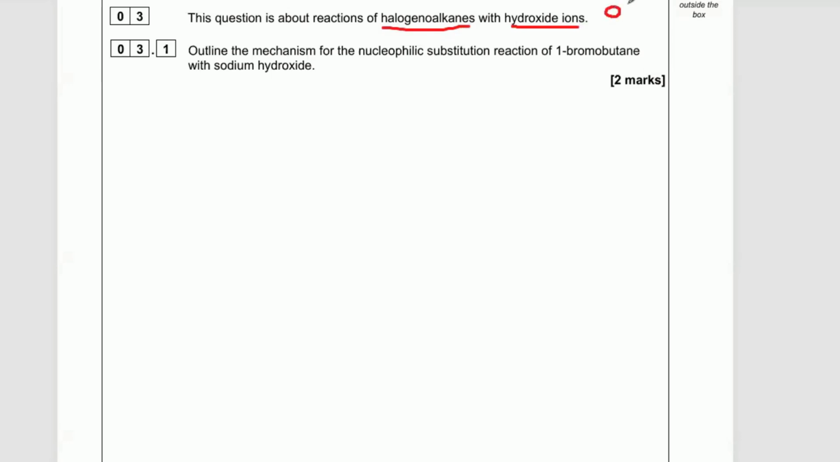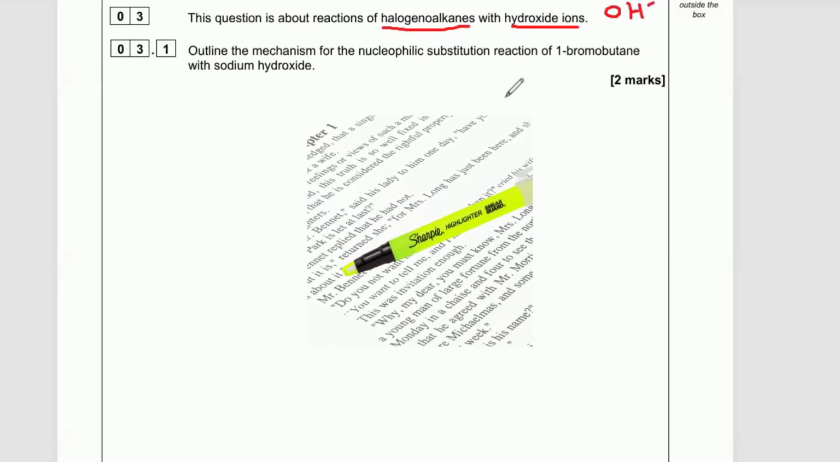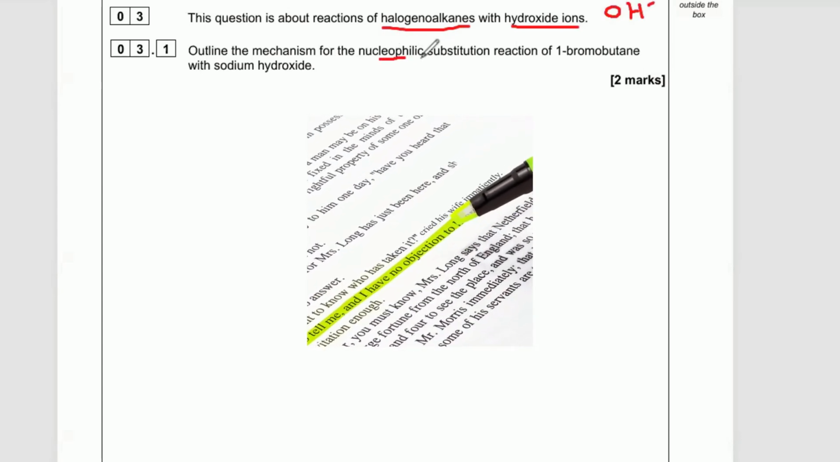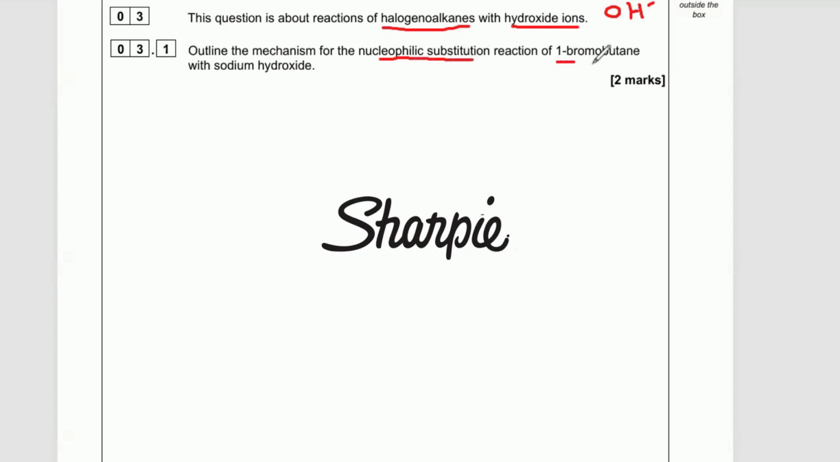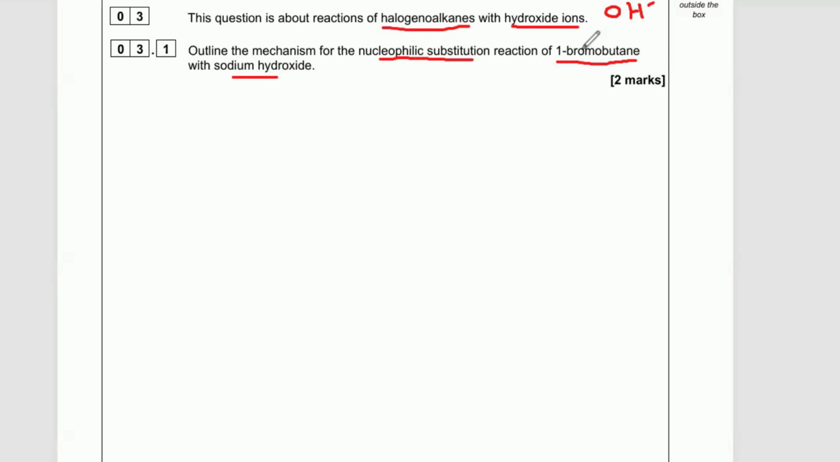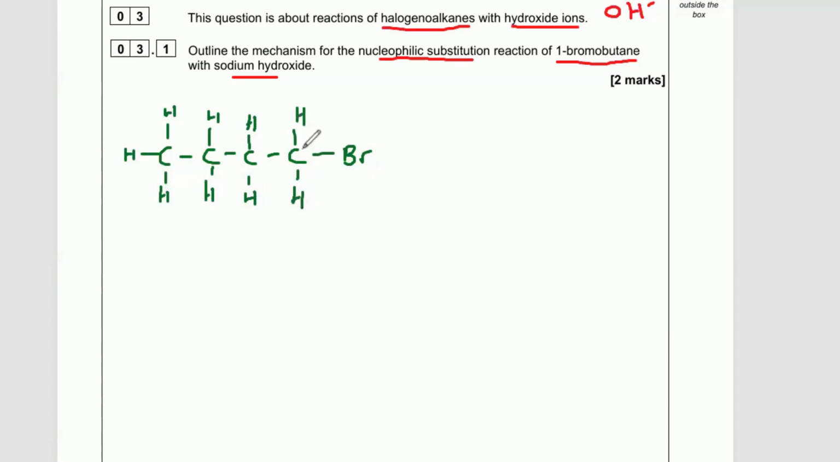First thing to do is highlight the key points, make a few notes if you need to, and have a go. So it's telling us we're using hydroxide ions here. It's telling us that it's nucleophilic substitution, and we've got sodium hydroxide. Let's get into this mechanism. So first thing to notice is our main reactant is 1-bromobutane. So let's quickly draw that out. Of course, it's butane and it's got a bromine atom on the first carbon. So just going to put that there for ease.